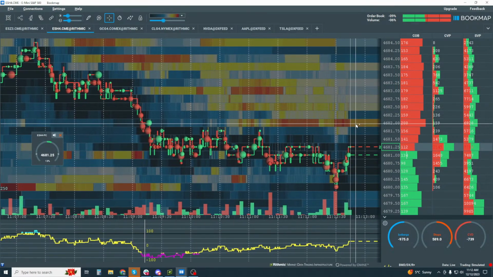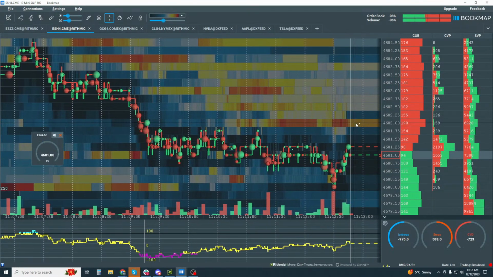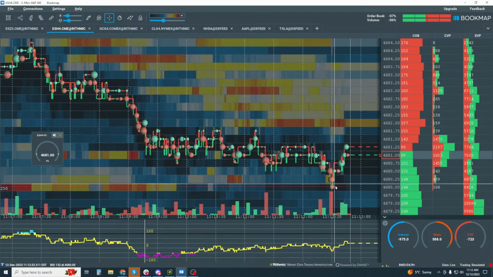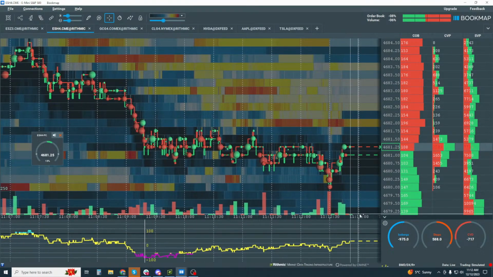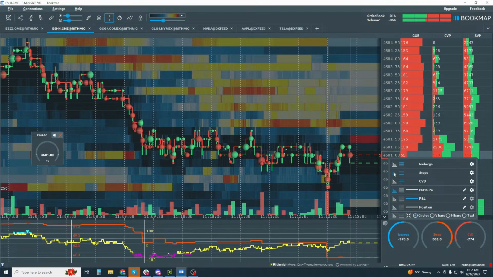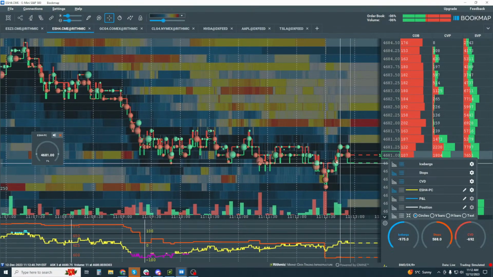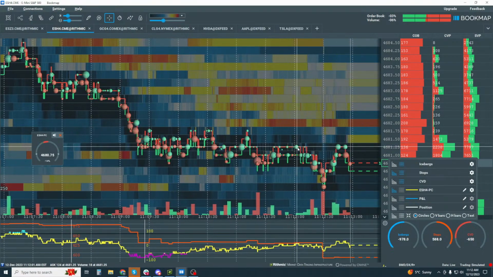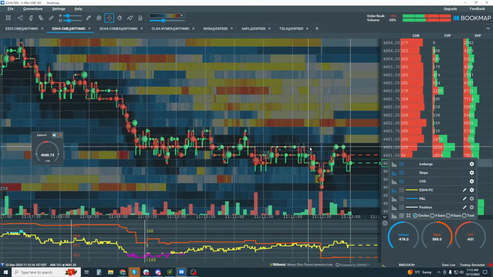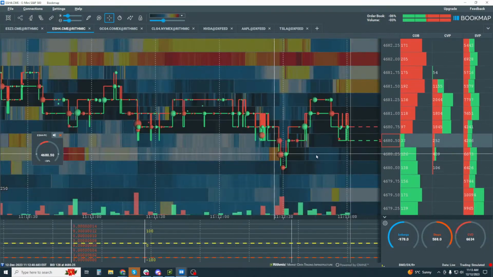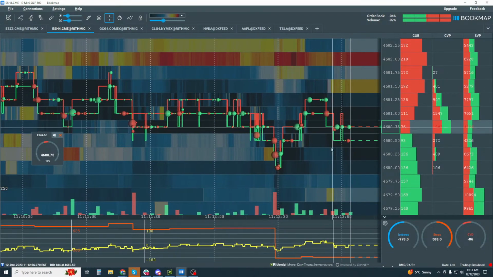Buyers should be able to move it on up to 82. Looking for that. Okay, after this kind of dump through here, should be a stop run there. And it is. Okay, and now it's starting to auction back up here a bit. And let's see if we can get more.